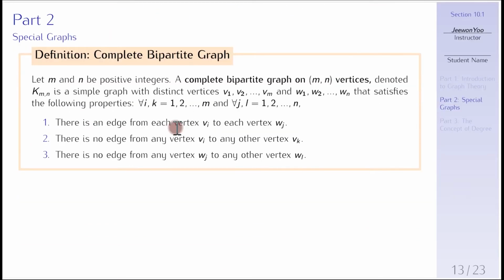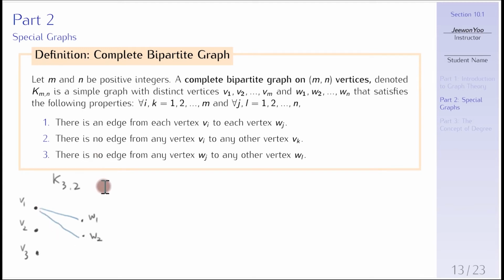So let me draw K_{3,2}, for example. And we are already assuming it's a bipartite graph. So we have three vertices on the left and then two vertices on the right. Let's read this sentence here. There is an edge from each vertex Vi to each vertex Wj. What does it mean, everyone? It means we must have an edge connecting V1 and W1. We must have an edge connecting V1 and W2 as well.